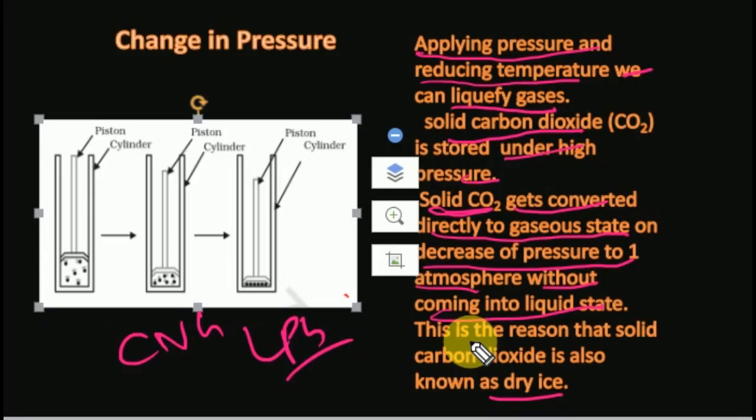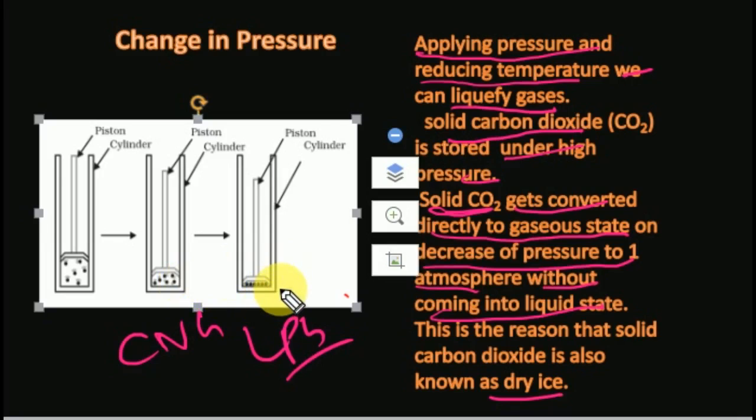As we know, carbon dioxide exists in the gaseous form, but when we compress it, by the compression process, reducing the temperature as well as pressure, here we are applying external pressure. Then the molecules will come closer and get converted into the liquid, and when we apply more force, they get converted into the solid.